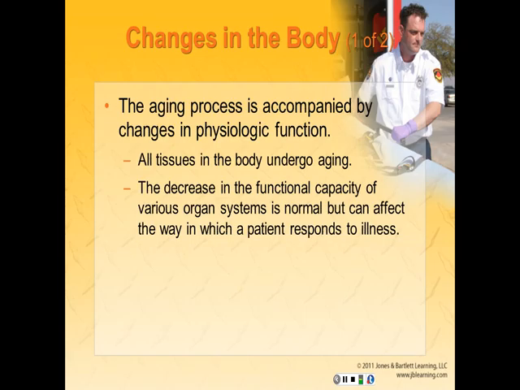Human growth and development peaks in the late 20s and early 30s, at which point the aging process sets in. Remember, aging is a linear process, and the process can vary dramatically from one person to another. The aging process is inevitably accompanied by changes in physiologic function, such as a decline in the function of the liver and kidneys. All tissues in the body undergo aging.